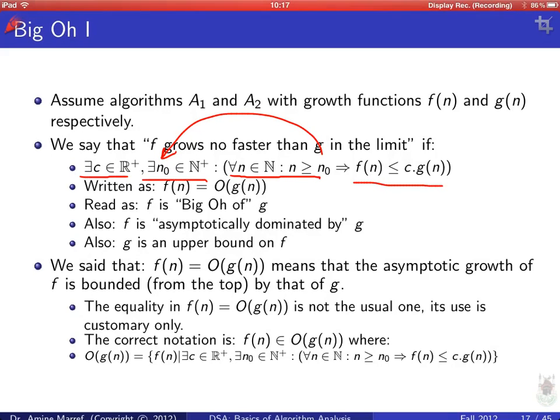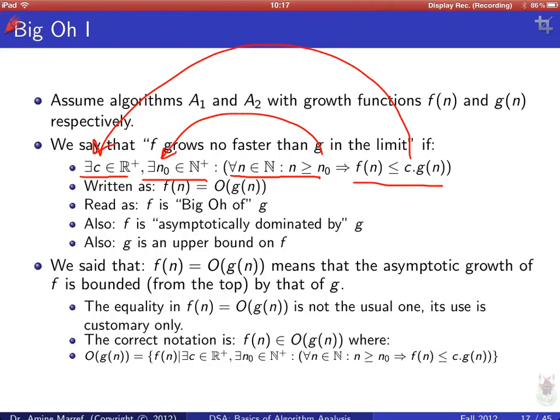Okay, so this is just how we visualize that expression. That's the n0, which is here, and that's the c, and this is what it means by less than or equal, grows no faster. Now let's see an example.